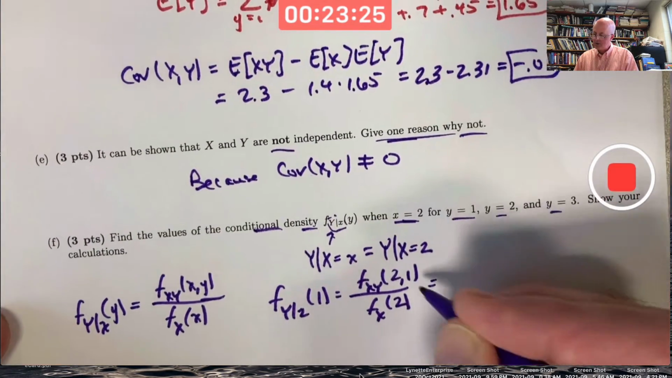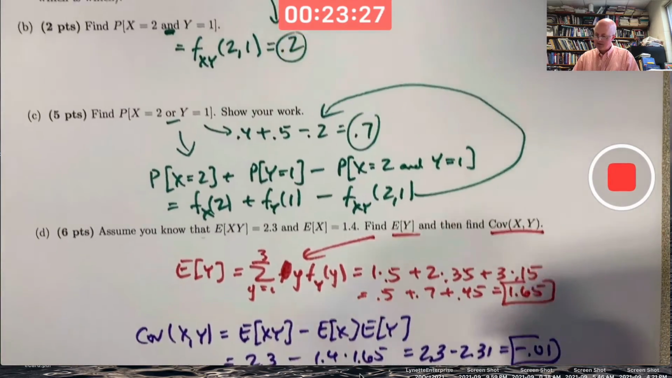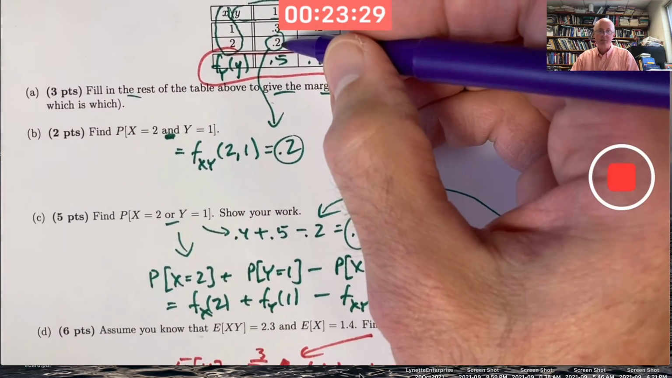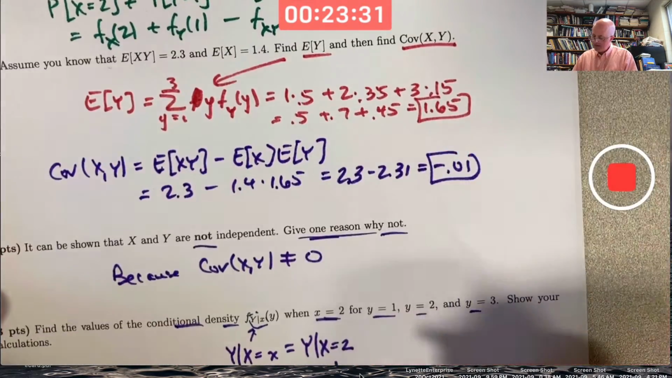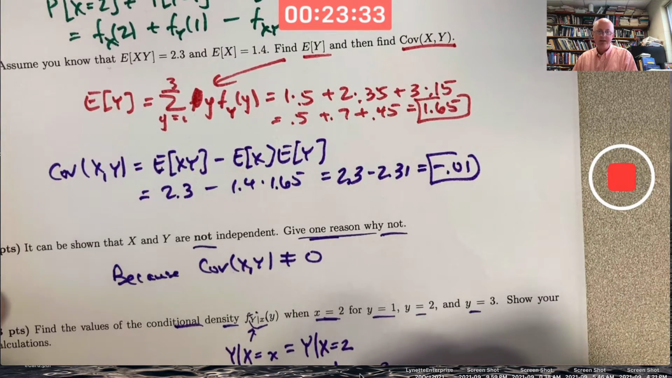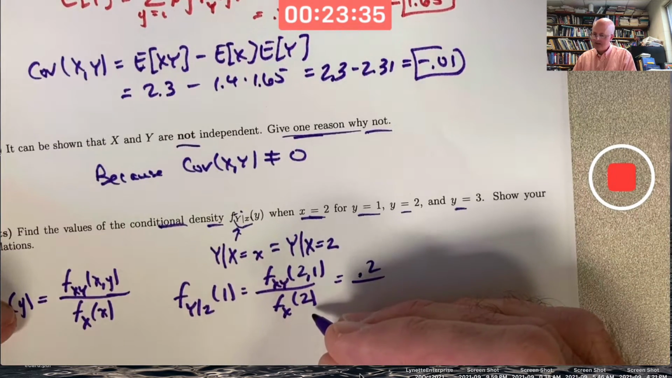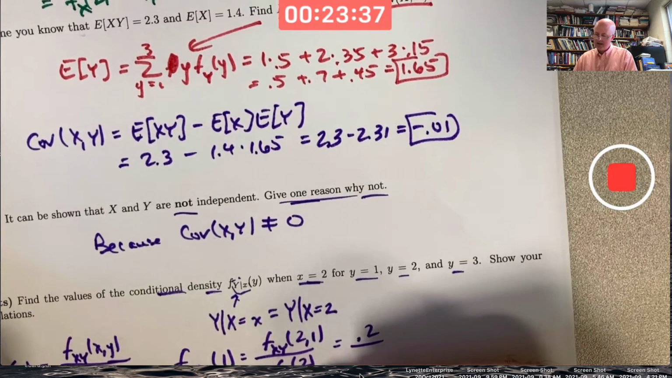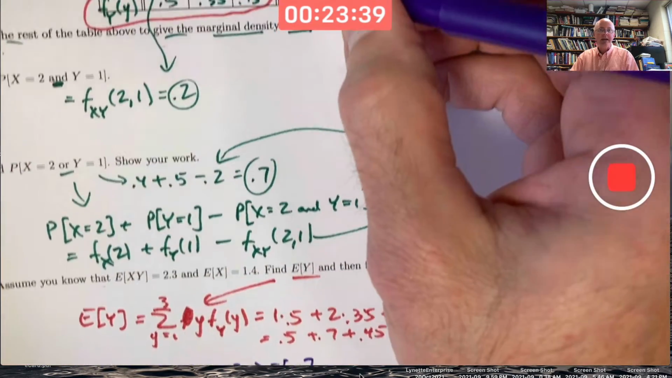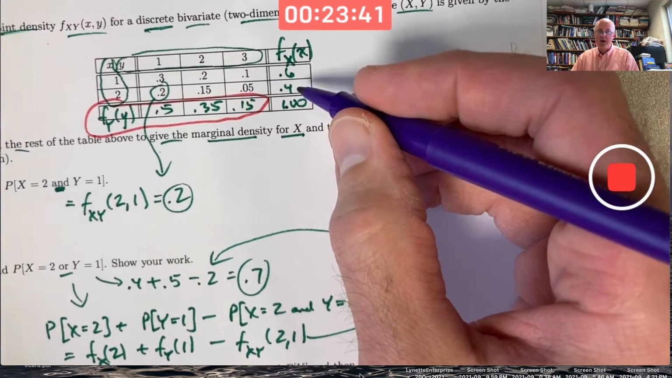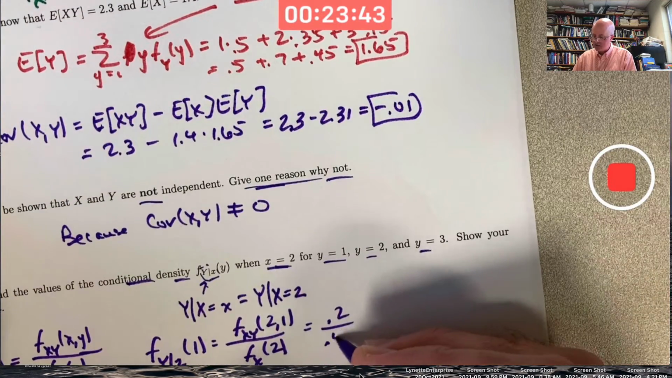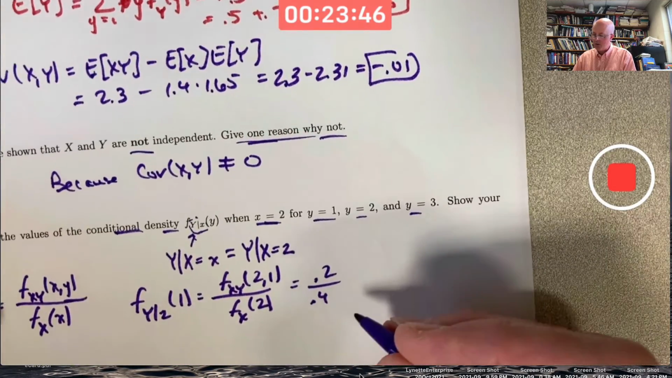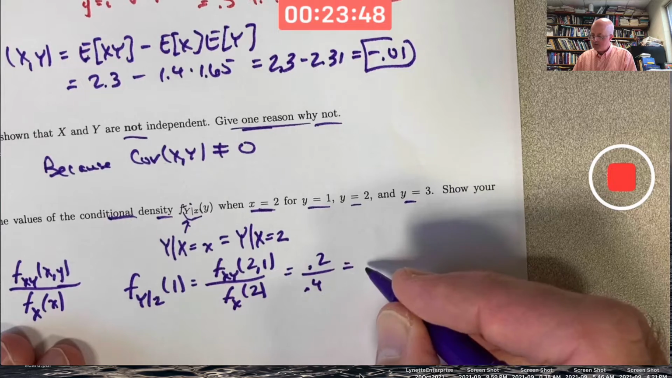Easy to make mistakes. The joint density values come from the original values in the table. When x is 2 and y is 1, there's a 0.2 there. And the marginal density, f sub x, evaluated at 2, is going to be this value, 0.4. And in each one of these cases, we're going to end up dividing by that same quantity, 0.4. So this is 1/2, 0.5.